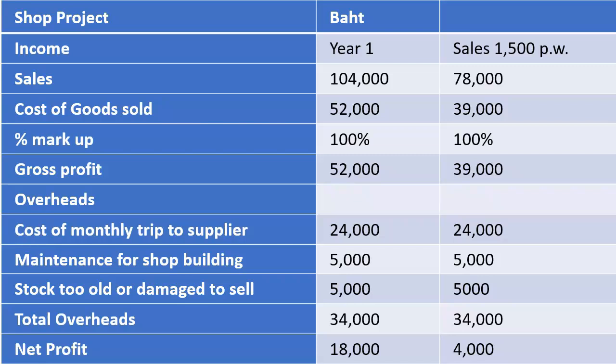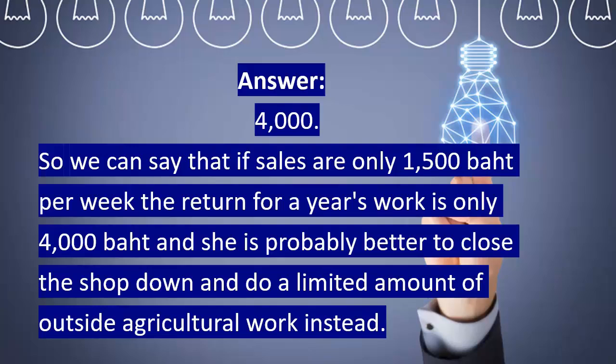Okay, the overheads have not changed. So we have to take the 34,000 overheads off the gross profit of 39,000. And now our profit has gone down from 18,000 to 4,000. So the answer is 4,000.